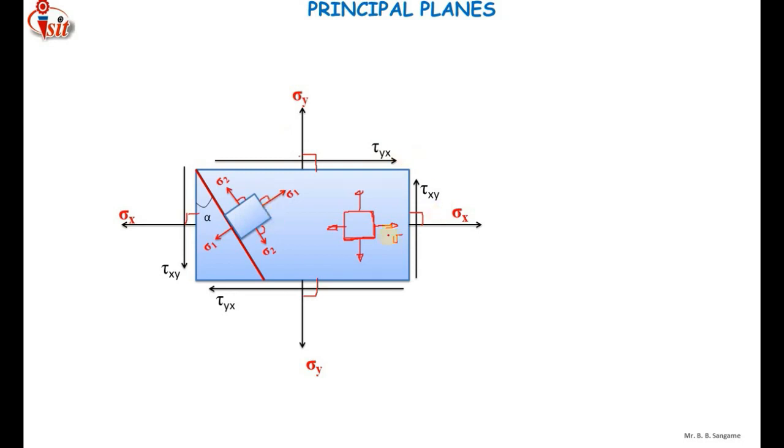But in that case sigma x and sigma y act exactly normal to the vertical and horizontal faces of the element. Here, sigma 1 is the major principal stress and sigma 2 is the minor principal stress, and this is called the principal plane, because along these planes only normal stresses are present. As sigma 1 is the maximum principal stress, there is a possibility of failure of the total element along this principal plane.